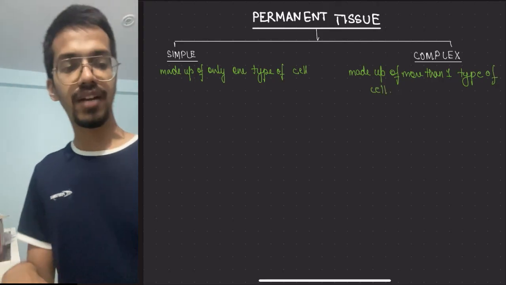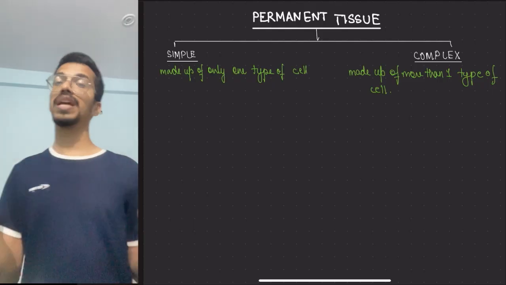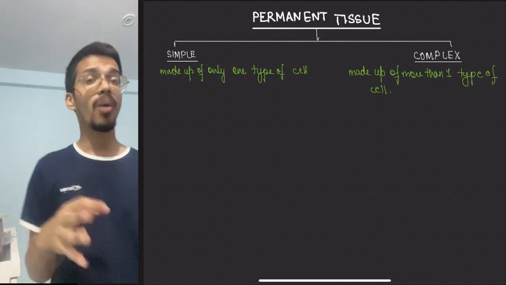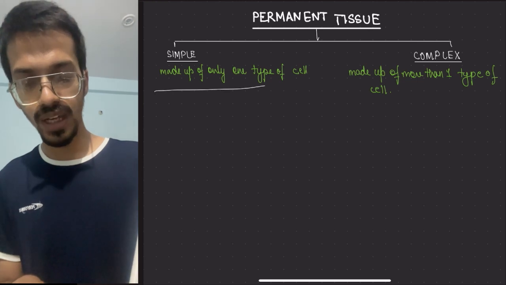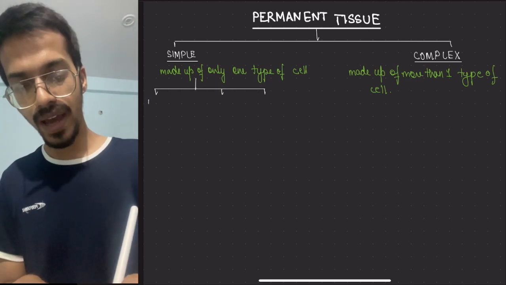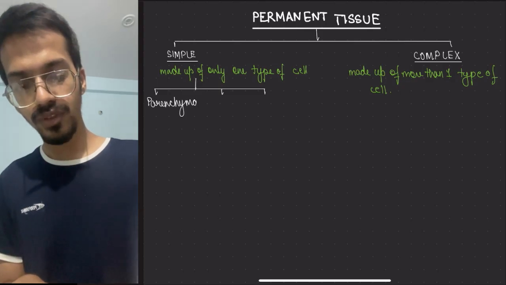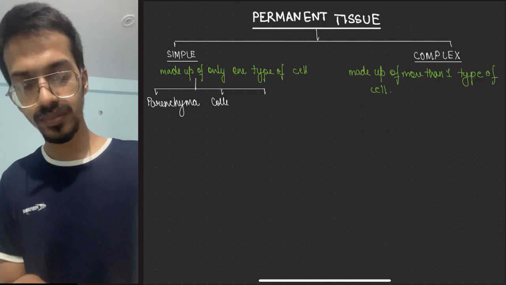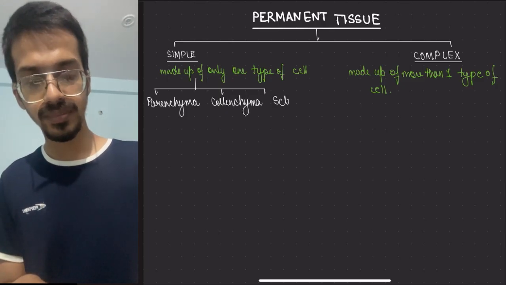Next thing we have to remember is what types of simple tissue and what types of complex tissue we have to study. In the simple tissue we have to study three: parenchyma, collenchyma, and sclerenchyma.